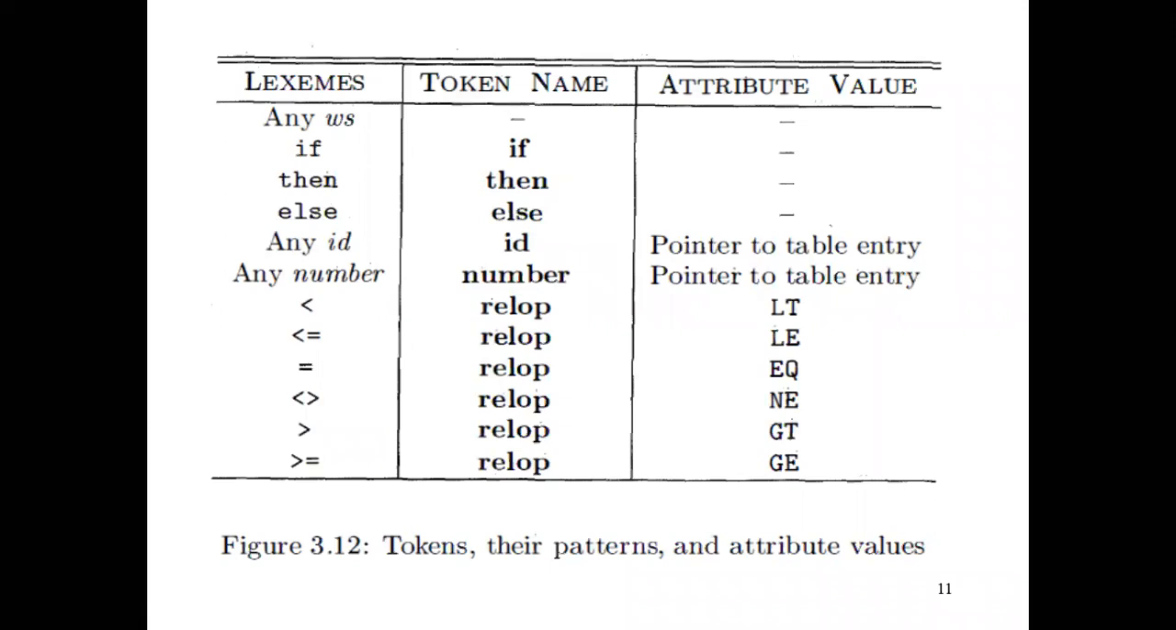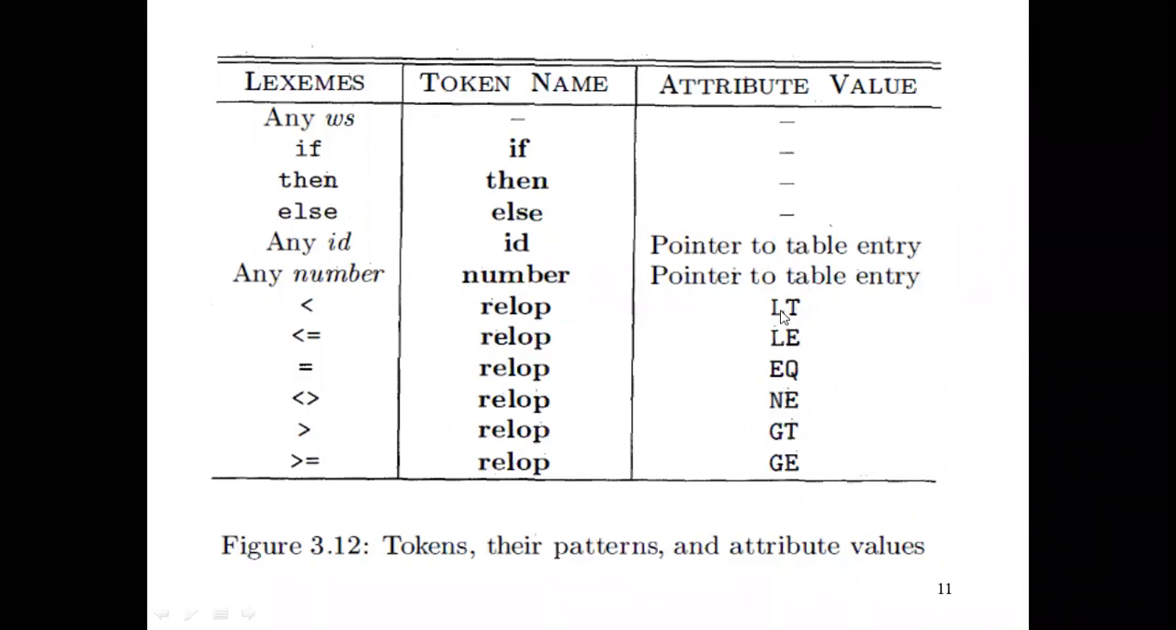Now this is a table, and here we will consider some lexemes. Lexemes means the special symbol tokens we can say. So if, then, else, any ID, any number, less than, equal. These are the other relational operators. These are the token names and the attribute values. We store all these in the symbol table, with a pointer to table entry. So these are called the tokens, their patterns and attribute values.